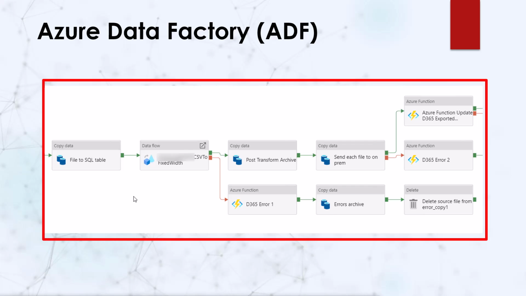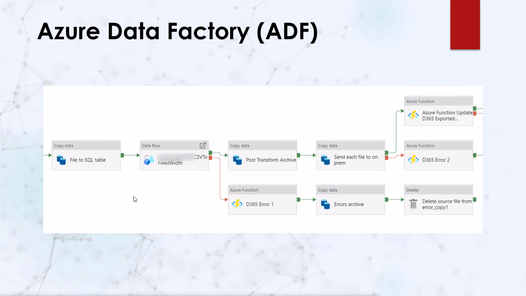So there are various parts. The overall flow is called a pipeline in Data Factory. The pipeline represents the entire process from beginning to end. Within that pipeline, you have various activities. For instance, the one that's highlighted there is a data flow that converts a CSV to a fixed width file. Each of those individual steps are the various activities.